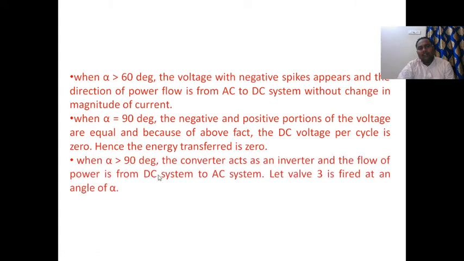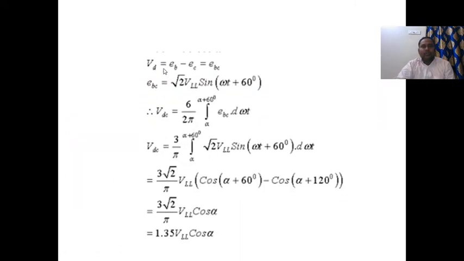When alpha is greater than 90 degrees, the converter acts as an inverter and the flow of power is from DC system to AC system. Let valve 3 be fired at an angle of alpha. The DC output voltage is given by VDC equals VD0 into cos alpha, taking alpha from 0 to 180 degrees. The difference voltage VD is equal to EB minus EC. So EBC is equal to root 2 VLL sine of omega t plus 60 degrees.